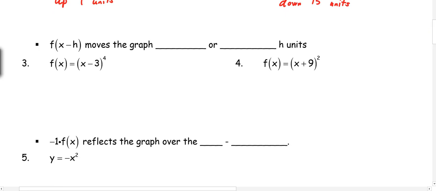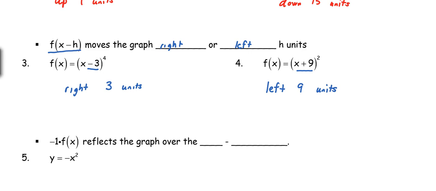Remember that f of x minus h moves our graph to the right or to the left h number of units. So in number 3, we have f of x equals parentheses x minus 3 to the fourth power. This minus 3 tells us that we are going to move right 3 units. Remember that our original function has minus h. That's why it's a right movement. The second one, f of x equals parentheses x plus 9 squared. This time it's a plus 9. So this means we are going to move left 9 units.